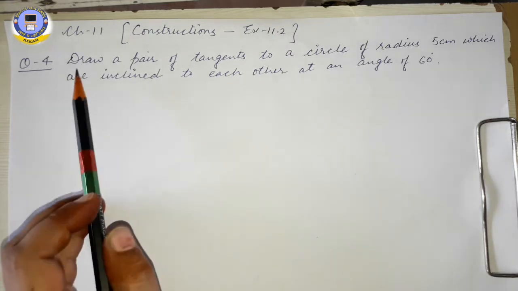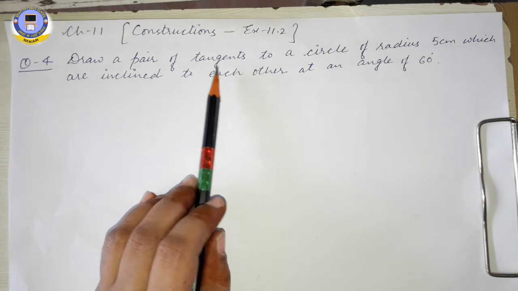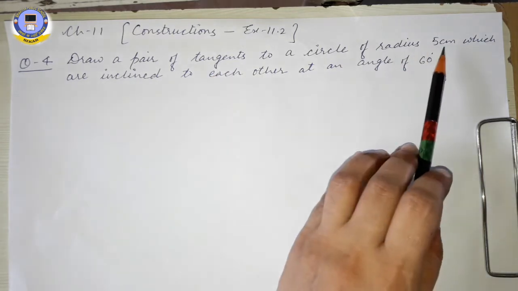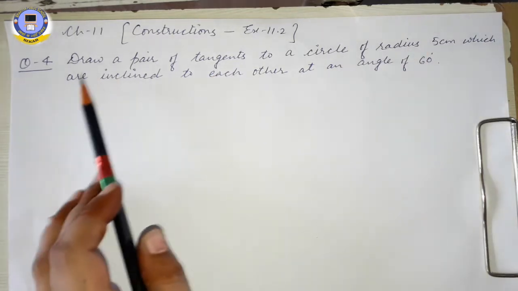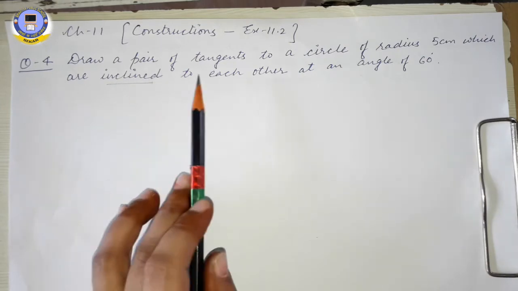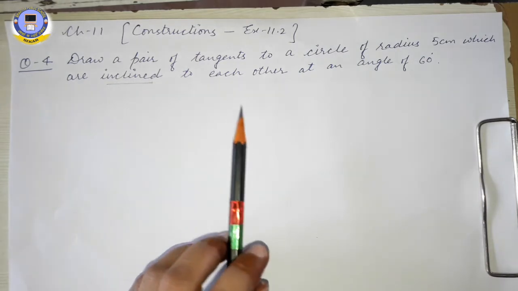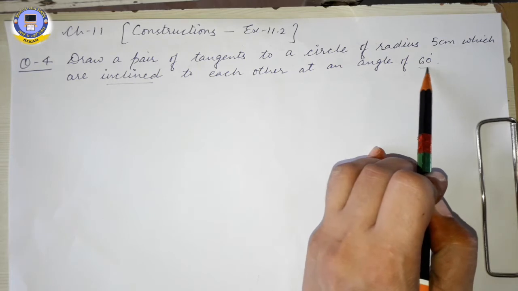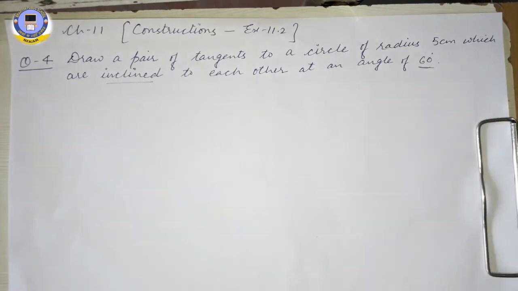See, read this question. Draw a pair of tangents to a circle of radius 5 centimeter which are inclined to each other at an angle of 60 degree. Here, the distance of the external point from the center is not given to us. This information is given that both the tangents are inclined to each other at an angle of 60 degree.